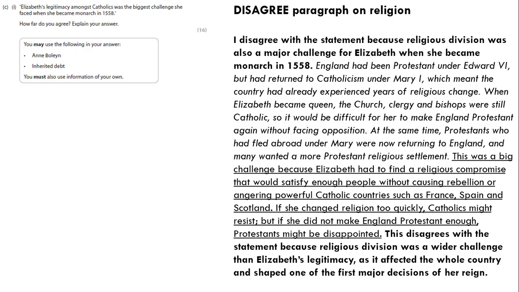This disagrees with the statement because religious division was a wider challenge than Elizabeth's legitimacy, as it affected the whole country and shaped one of the first major decisions of her reign.